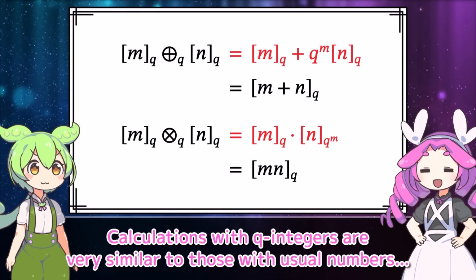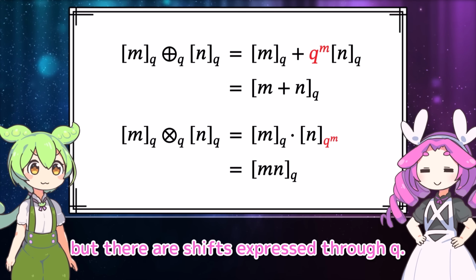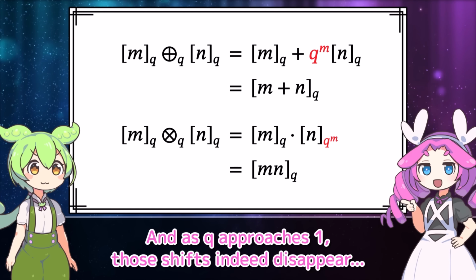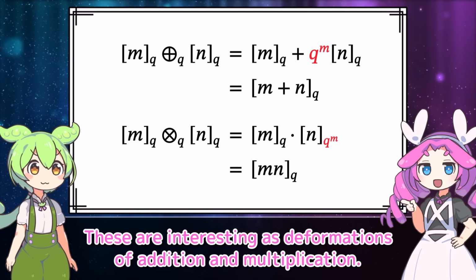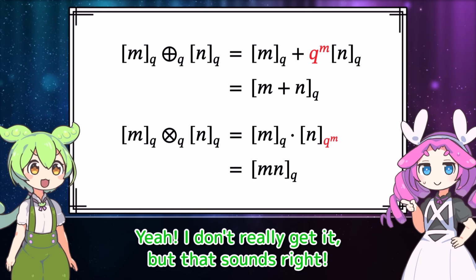Calculations with q integers are very similar to those with usual numbers, but there are shifts expressed through q. And as q approaches 1, those shifts indeed disappear. These are interesting as deformations of addition and multiplication. Yeah, I don't really get it, but that sounds right.